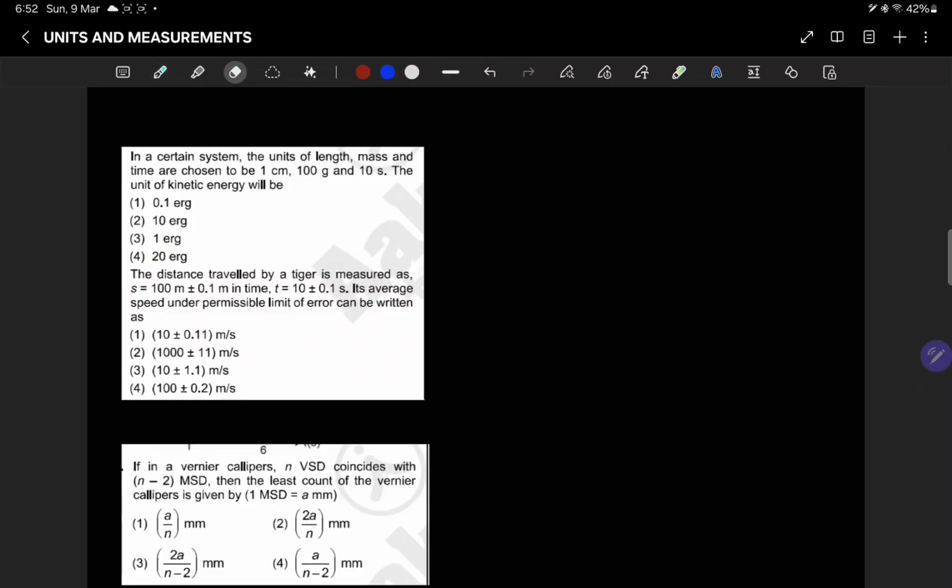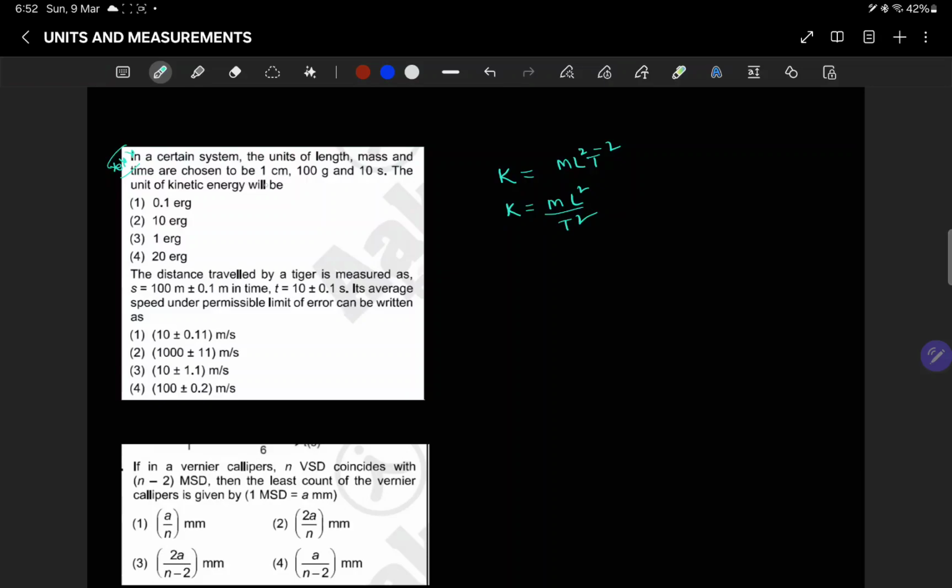Now here, in a certain system, the units of length, mass, time are chosen as 1 centimeter, 100 grams and 10 seconds. Find the unit of kinetic energy. These questions are also very important, students. Deciding question, related to conversion of units. Now kinetic energy is asked. Normal kinetic energy has the dimensional formula M L square T power of minus 2. So kinetic energy is M L square by T square.